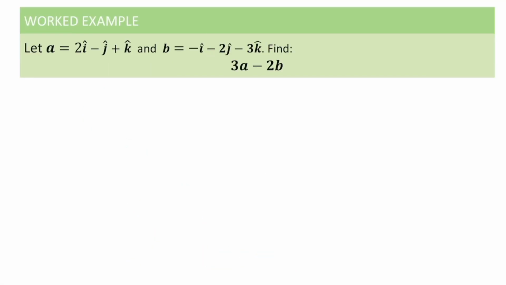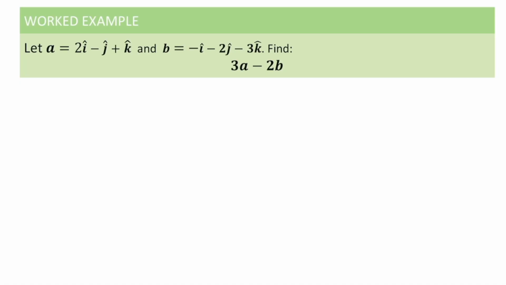This example focuses on subtracting two vectors in rectangular components. a is equal to 2i minus j plus k, and b is equal to negative i minus 2j minus 3k. I want to find 3a minus 2b. Now, each of my vectors have been multiplied by a scalar quantity, so we're also going to recap a little bit about how to scale our vectors and also subtract our vectors in i, j, and k form.